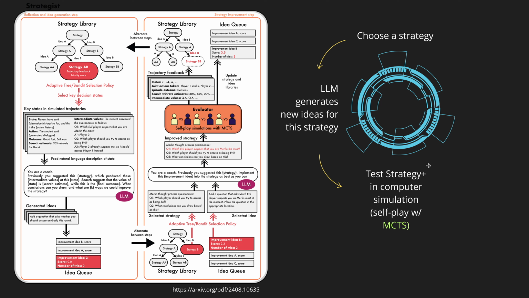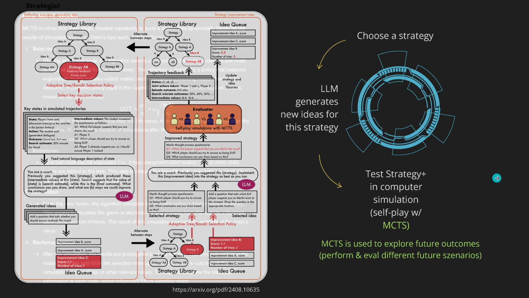Now, the idea is simple. You have to apply this Strategy Plus now in a computer simulation. You simulate here how good is it, better than the old strategy. So you test Strategy Plus in a computer simulation. You do this with self-play with the Monte Carlo Tree Search. If you're not familiar, Monte Carlo Tree Search is used to explore future outcomes. Simple. It performs and evaluates the different future scenarios. That's all that it is doing.